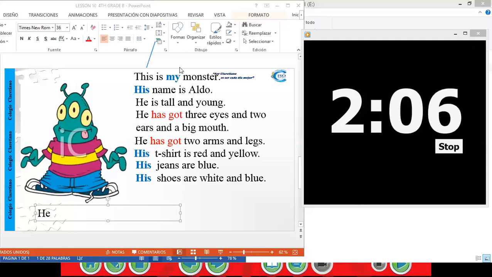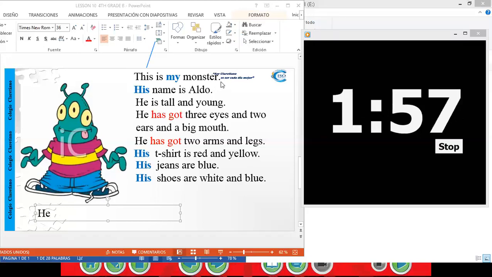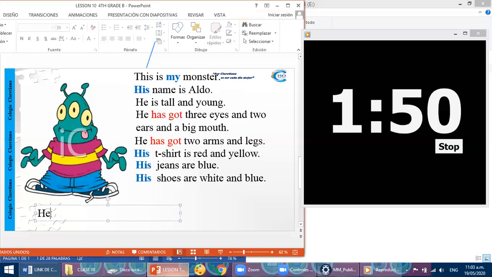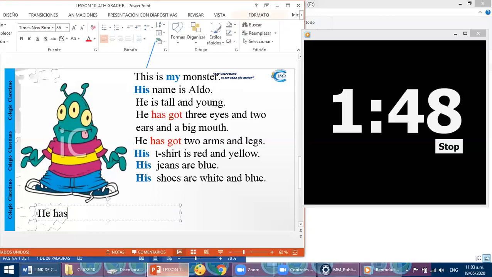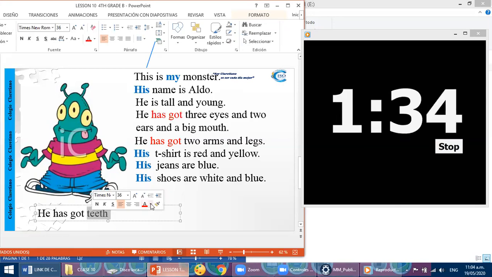Can you repeat, please? He has got teeth. Do you see in the story? In the story we see teeth. Dientes, colmillos. These words are in the vocabulary in the story.